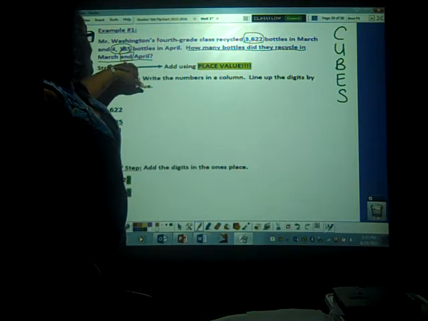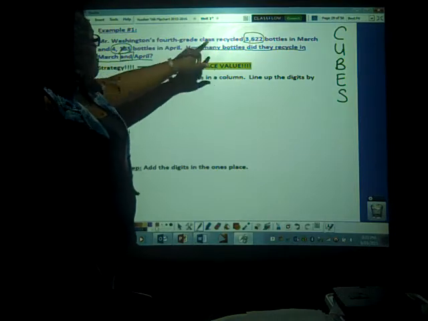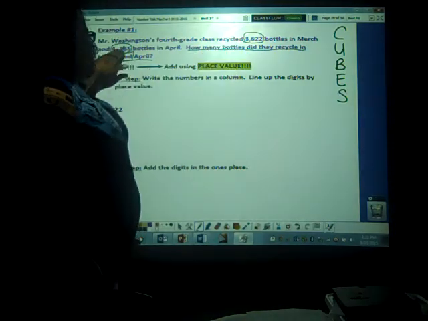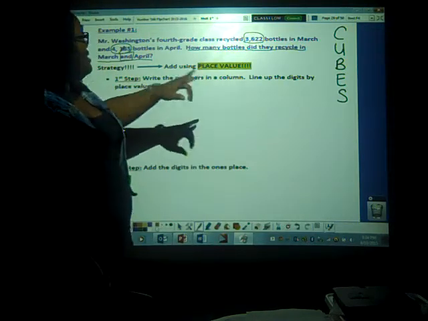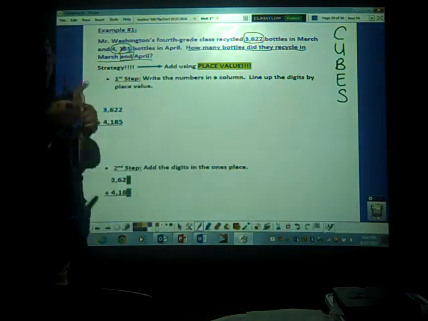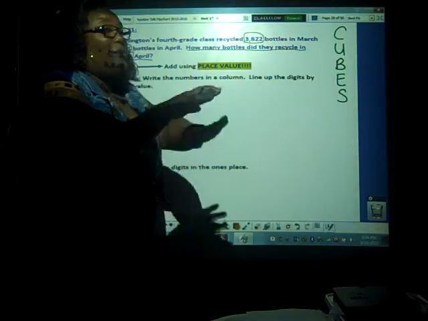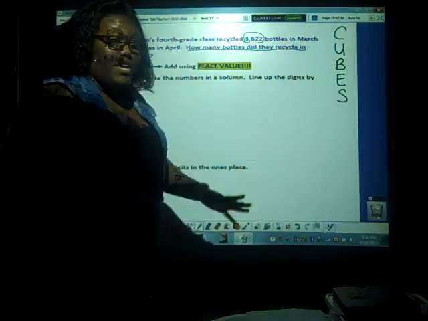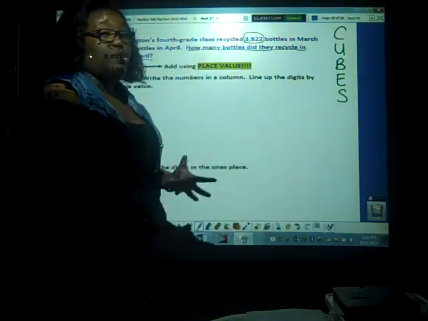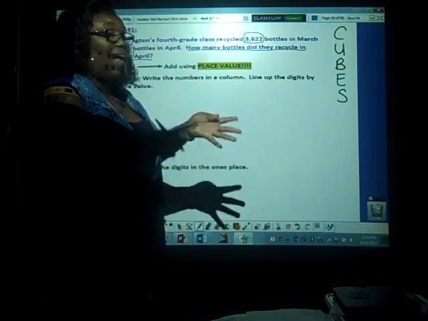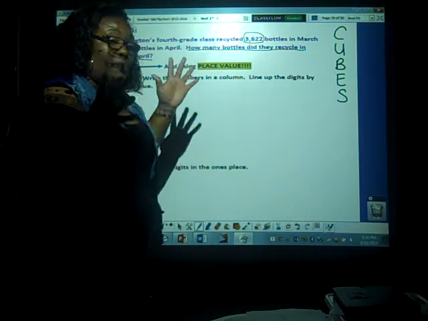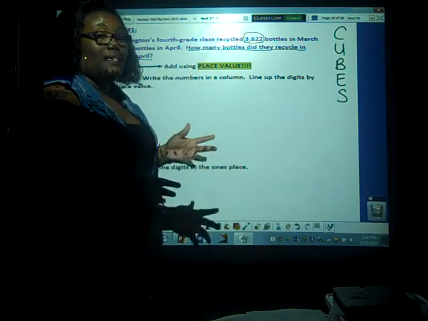After I box in my keywords, I'm going to evaluate what I have underlined, what I have circled, and what I have boxed in. Then I'm going to move on to S to start solving. We're going to get more into the cube strategy. I want to make a completely different video on just using cubes to solve word problems for adding, subtracting, multiplying, and dividing with any type of multi-digit number or decimals or fractions.